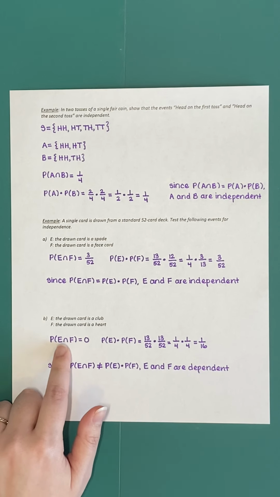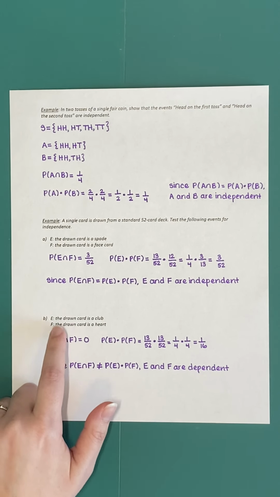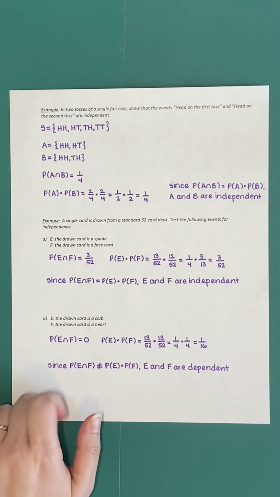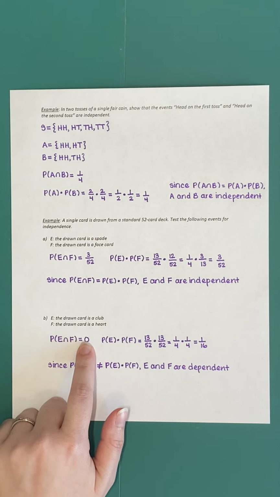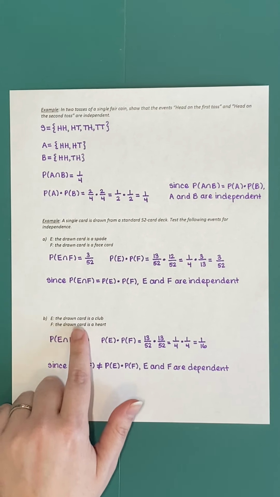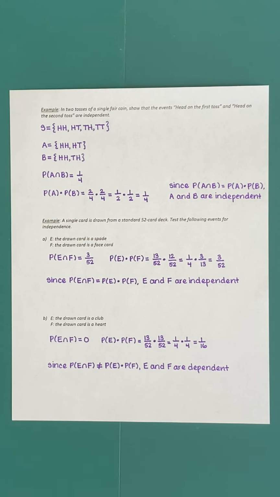So the probability of both events happening at the same time, the probability of the intersection, is going to be 0, because it's impossible for both of these events to happen at the same time. If E happens, then F can't happen. If F happens, then E can't happen. So the probability of the intersection is 0. Now, what about the individual probabilities? We want to compare that product to this probability that we just found for the intersection.